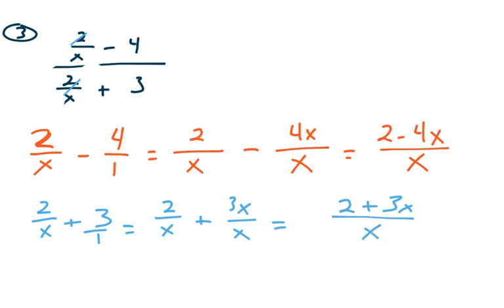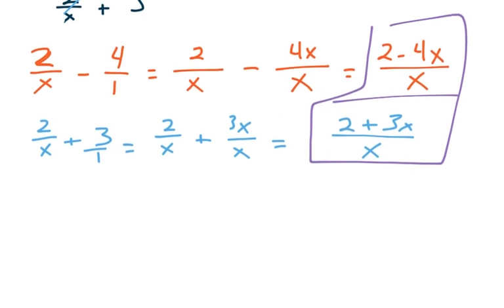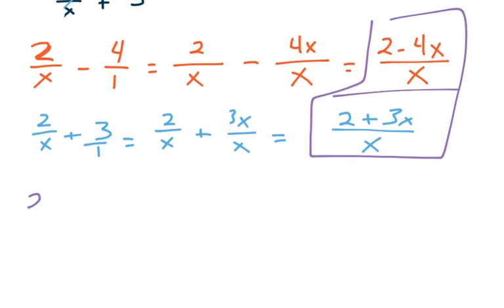So when we go to simplify this, here's our new fraction. Put a fraction bar underneath that numerator, and we can go ahead and simplify. We can multiply by the reciprocal. So we'll have 2 minus 4x all over x times the reciprocal of what I've got in blue. So x goes on top, 2 plus 3x goes on the bottom.